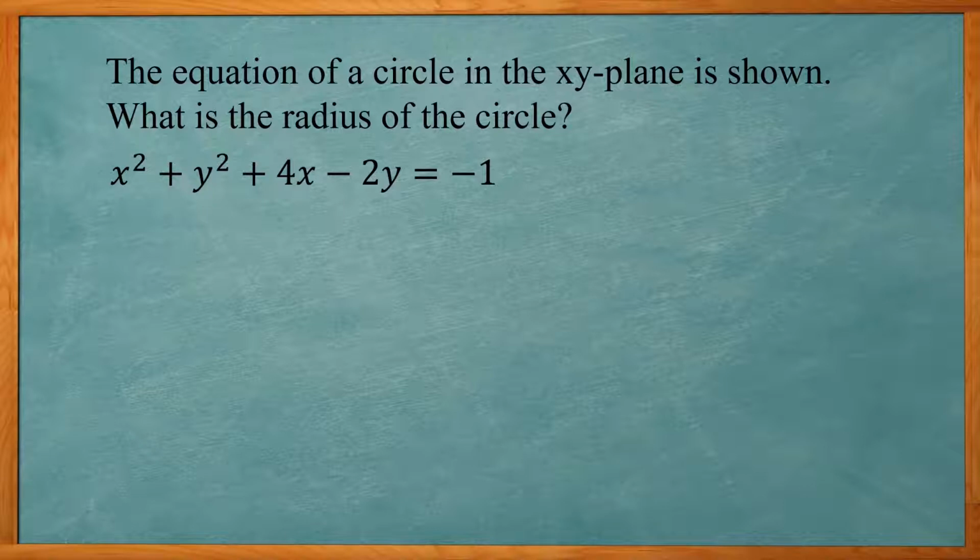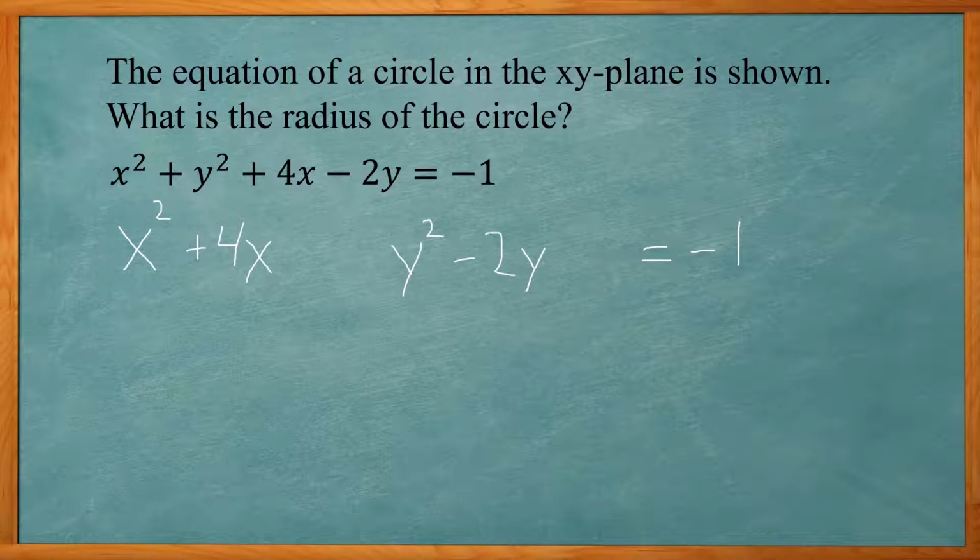Alright, so I'm going to rewrite this, putting the x's together. So x squared plus 4x. And then I'm going to put the y's together, y squared minus 2y. Alright, so now I'm going to do completing the square. I'm going to take my 4x, the coefficient of 4. I'm going to divide that by 2. That gives me 2. And then I'm going to square that. 2 squared, 2 times 2 is 4. So I'm going to add 4 here.